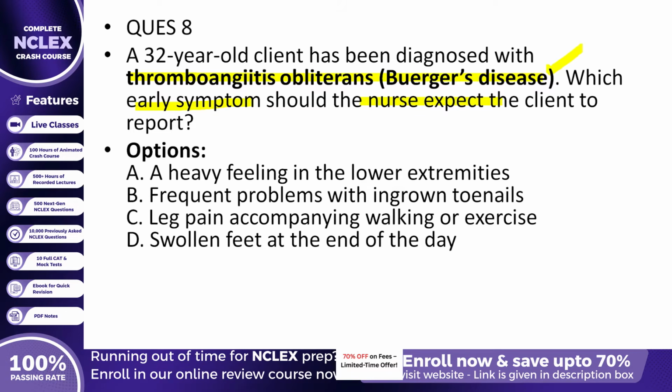Frequent problems with ingrown toenails, C. Leg pain accompanying walking or exercise, and D. Swollen feet at the end of the day. The correct answer is C. Leg pain accompanying walking or exercise.